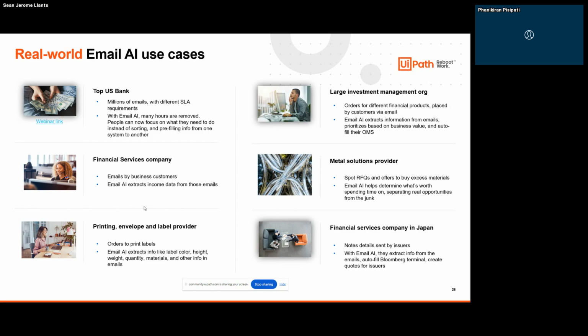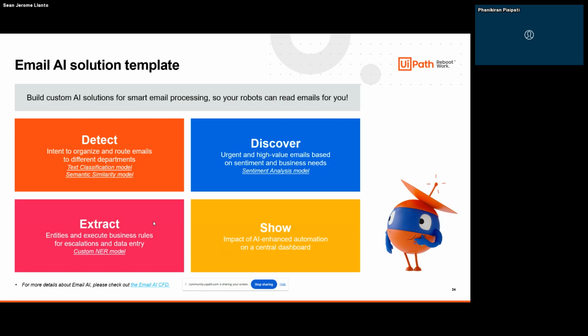Another key one would be large investment management organizations that offer different financial products, where customers are just sending an email of what they want to procure. Email AI is able to extract information from emails accordingly and prioritize it based on business value and business requirements. A metal solutions provider used to have to spot RFQs to offer buy excess materials, but with the help of email AI, instead of going through each of the emails, they're able to separate and classify the opportunities accordingly and not focus on the junk ones. So these are some of the quite common email AI use cases.